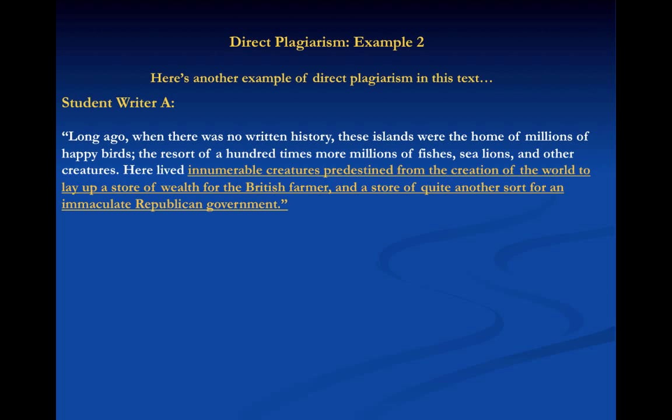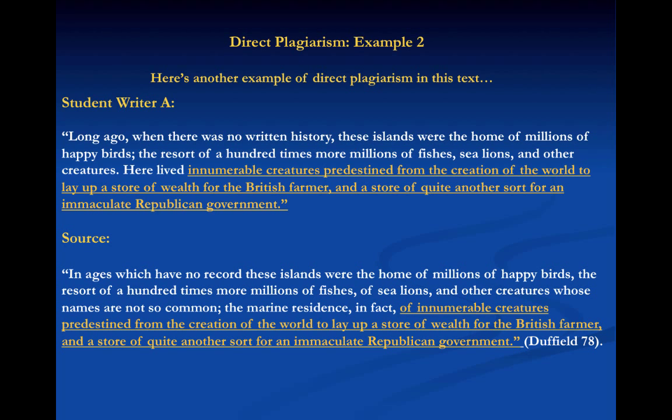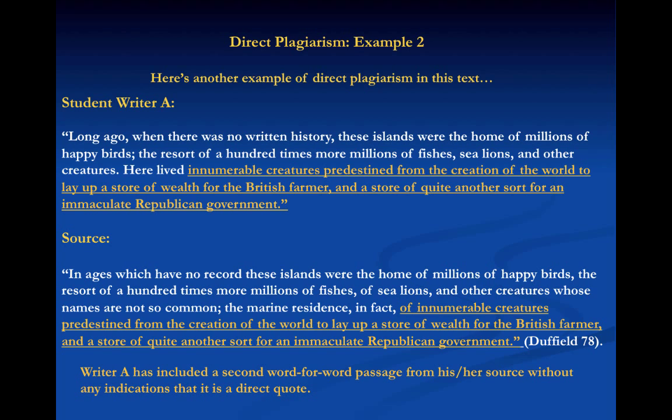In the second example of direct plagiarism, the vocabulary and phrasing of words makes this plagiarism quite easy to spot. Most direct plagiarism done by student writers is quite easy to detect because the copied text is often written in such a different style than the student's style of writing. And the source material often contains more sophisticated vocabulary and phrasing than a student might use. Notice particularly the words innumerable, predestined, and the phrase lay up a store.